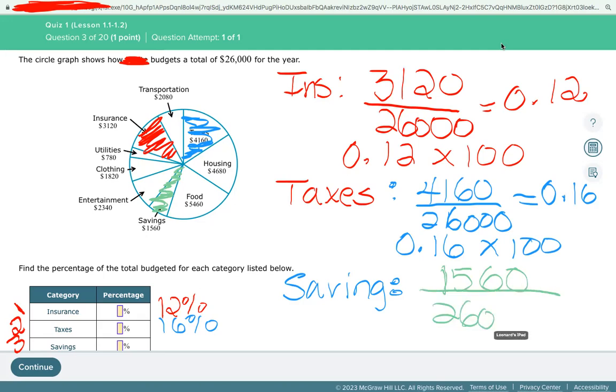So obviously, once again, guys, we're going to go to our calculator, and we are going to calculate this by taking $1,560 and dividing it by the $26,000 budgeted for the entire year. So now, out of his income, what percent of that budget is he spending on savings? Actually, this is not a spend. This is a saving. He's trying to save this money. So what part of his overall budget for the year is he saving?